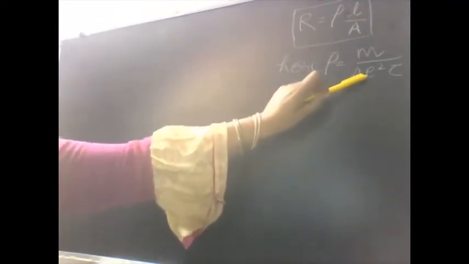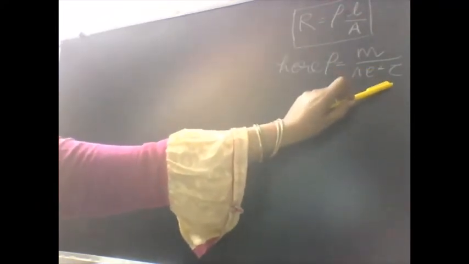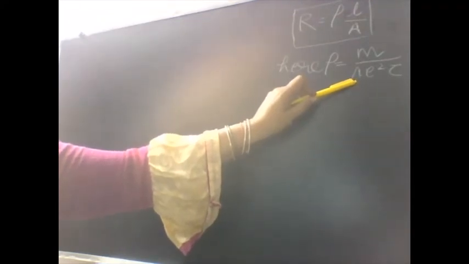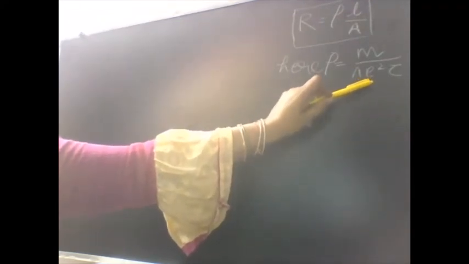R is equal to rho L by A. What is rho here? The resistivity of the different materials, and the formula for the rho was m by n e square tau. What is m? Mass of the electron. N, number density, which is the number of electrons per unit volume. E is the charge on the electron, and tau is the relaxation time.